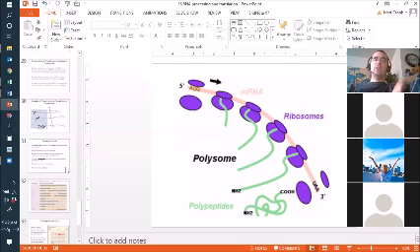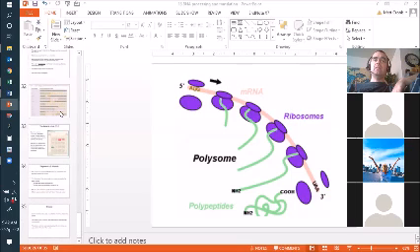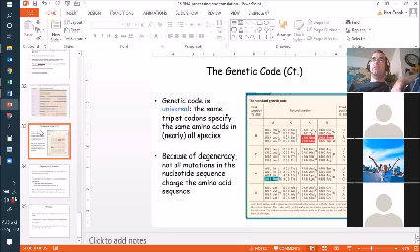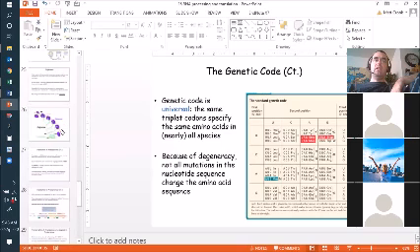Pretty much all we've got left to do on this one is to go over again this idea of reading frame and degeneracy. So the reading frame is essentially the series of three-letter words, codons, that always starts with AUG.